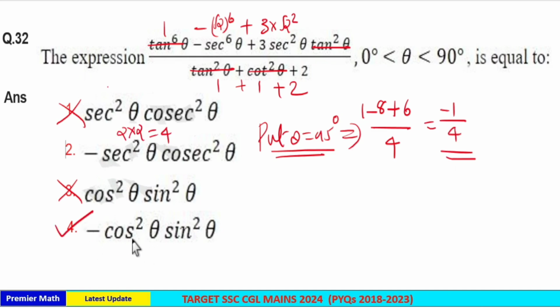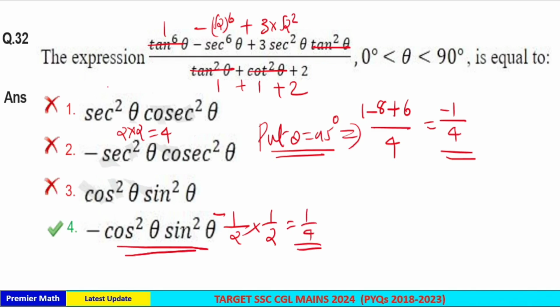Cos square theta means cos square 45 is equal to 1 by 2 and sin square 45 is 1 by 2. So minus 1 by 4. You will get minus 1 by 4 as your answer.